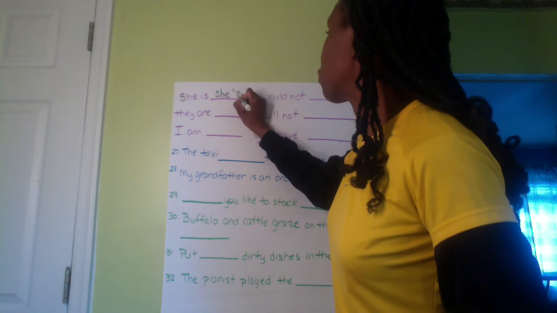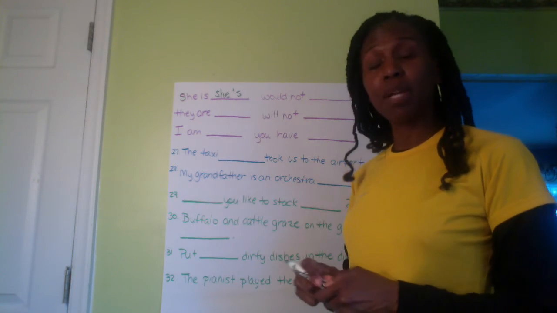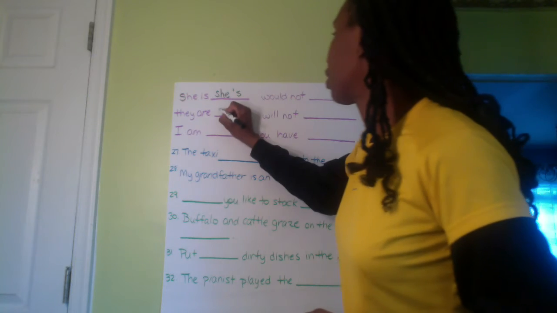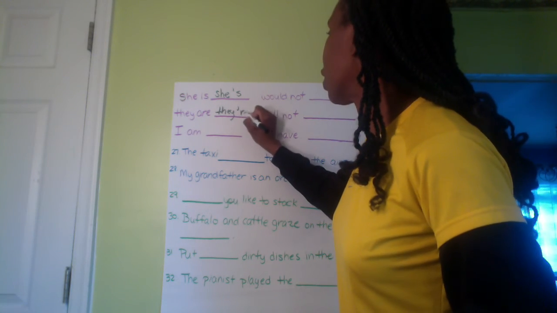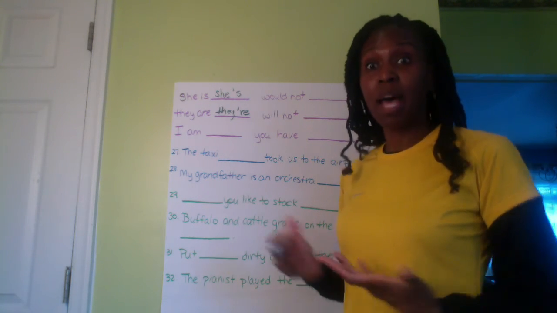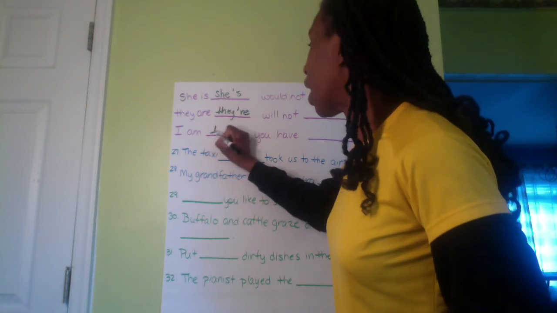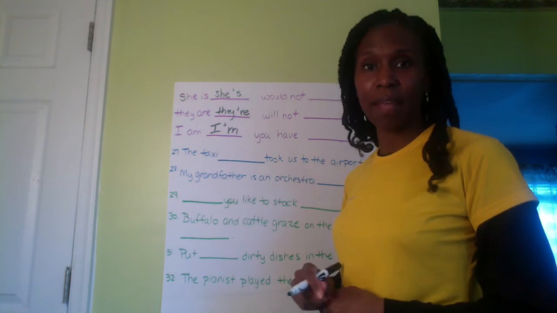S-H-E apostrophe S. Yes, I left out the I. They are becomes they're, T-H-E-Y apostrophe R-E. I left out the A. I am becomes I'm, capital I apostrophe M. Okay, we left out the A.